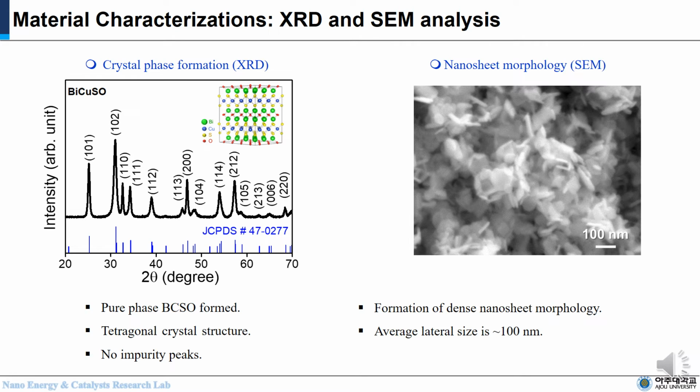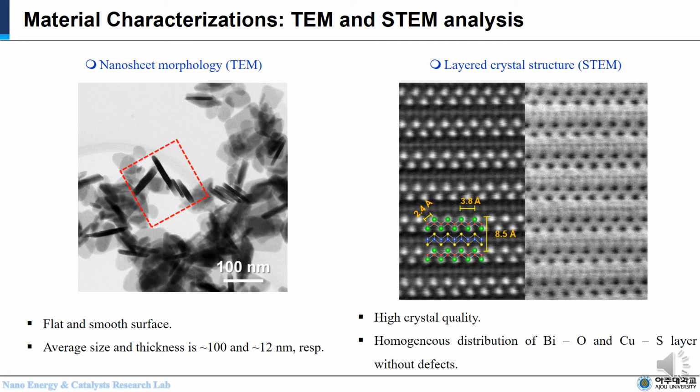Material characterization. The obtained BCSO was characterized with X-ray diffraction to confirm the phase formation. So we obtained pure phase BCSO with tetragonal crystal structure with no impurity peaks. Also, the SEM images shown here show that the BCSO has a dense nanosheet morphology with an average lateral size of 100 nanometers. From the TEM analysis, the BCSO has square-shaped nanosheet morphology with flat and smooth surfaces as shown here. The average size and thickness of the nanosheets were observed to be 100 nanometers and 12 nanometers respectively.